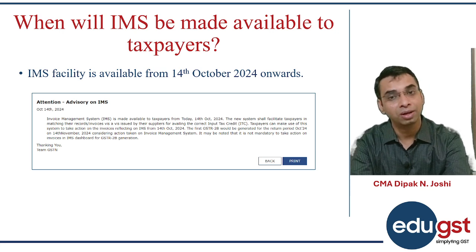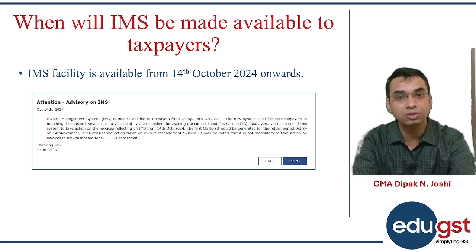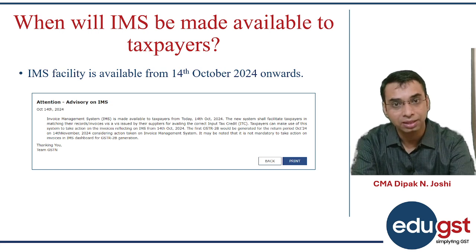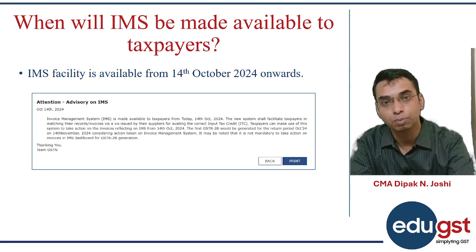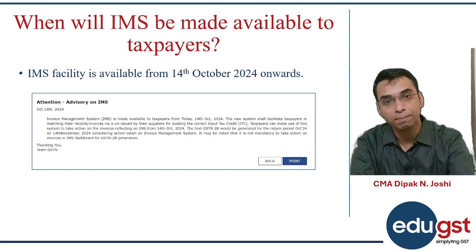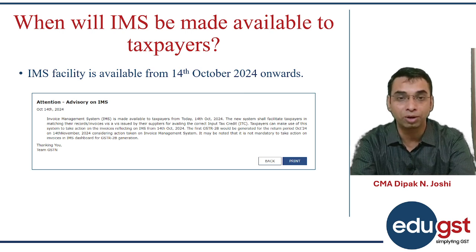That is, this is the September tax period. So invoices will flow to the Invoice Management System from next month, that is from the tax period of October 2024. So maybe after 14th November you will find the invoices on this IMS portal for action.